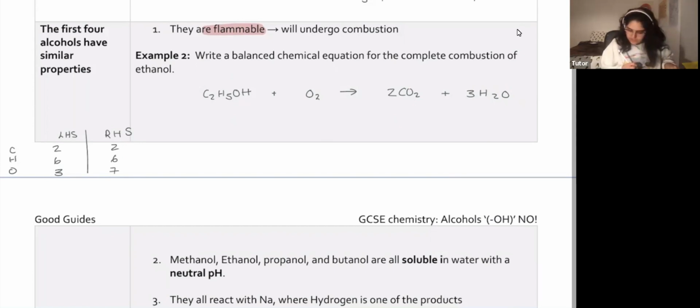And then the final thing that we're going to do is balance out the oxygens. To balance out the oxygens, we just put a 3 over here, which changes it to 6 plus the 1 there. That's 7 oxygens. And that's a balanced equation for the complete combustion of ethanol.